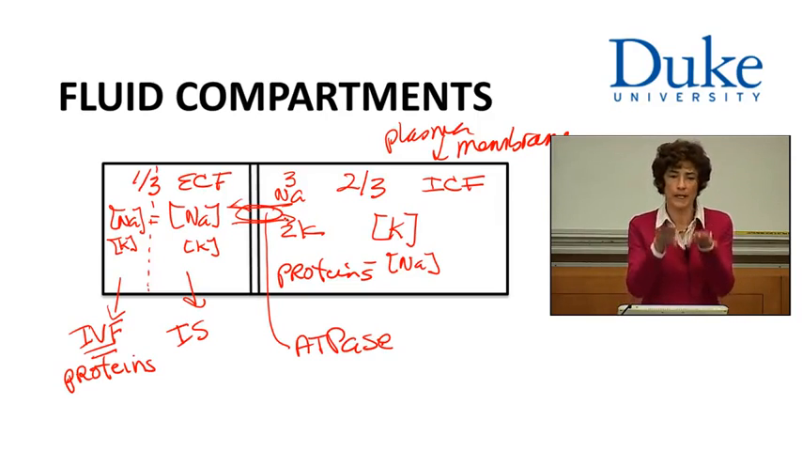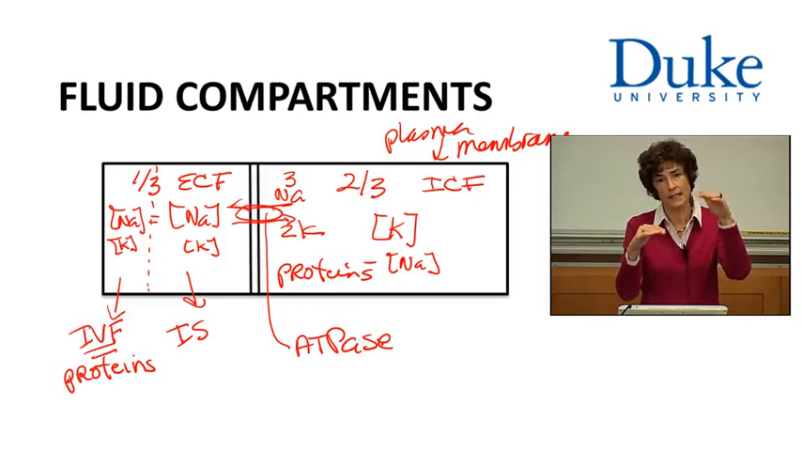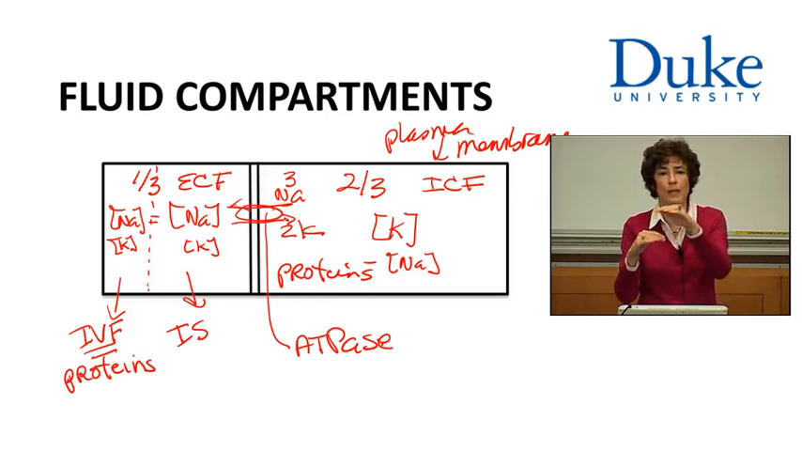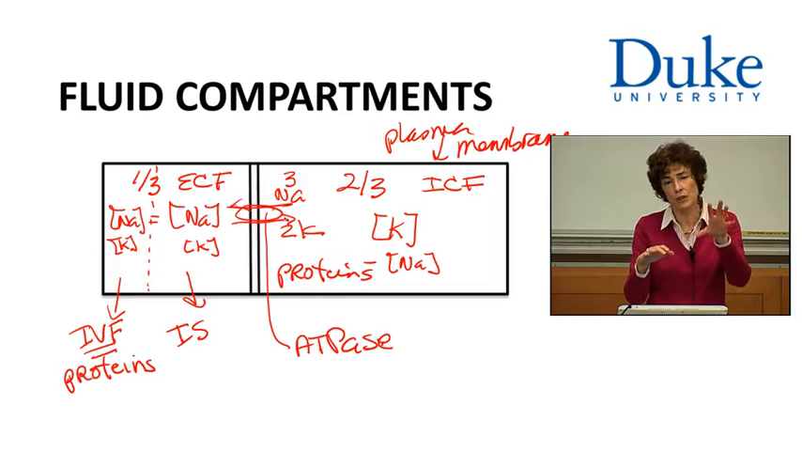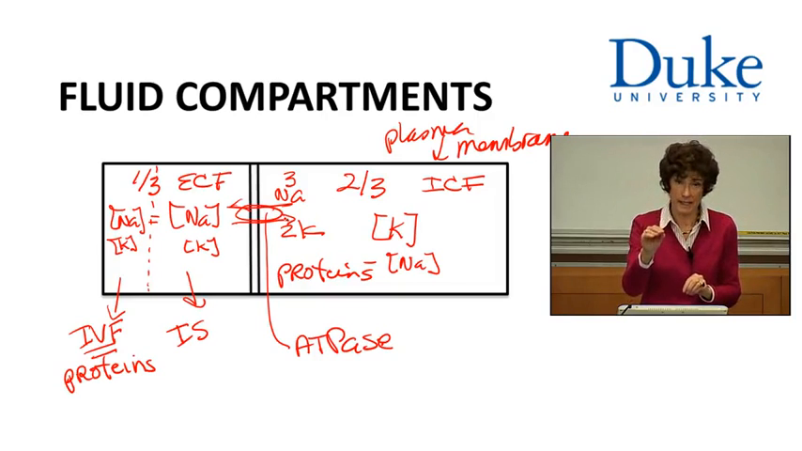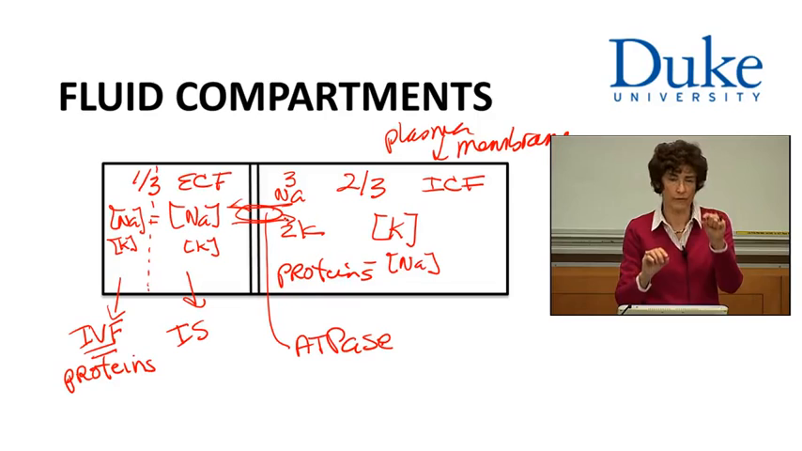And this pump then reorganizes the distribution of the ions and keeps the ions at a disequilibrium, so that we have a steady state, that is input is equal to output, but that the amount of sodium on the outside of the cells is different from the amount of sodium that's inside the cells. And the amount of potassium inside the cells is different from the amount of potassium that's on the outside of the cells.